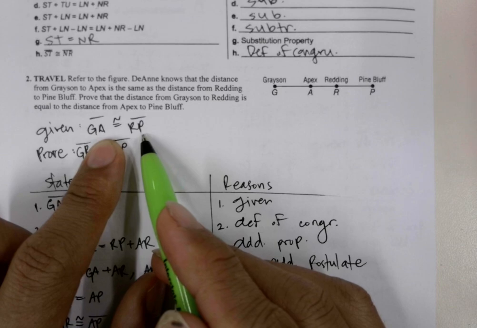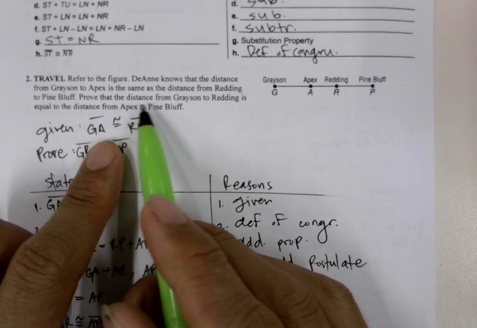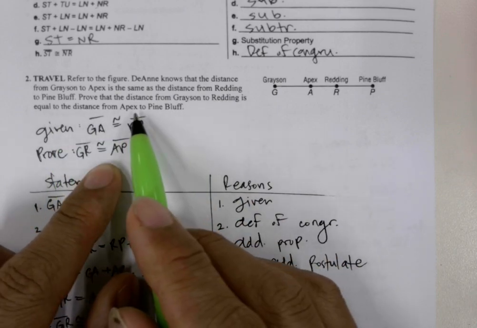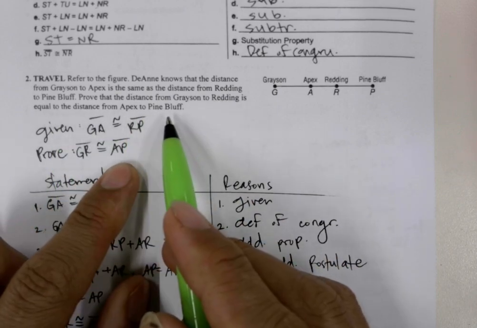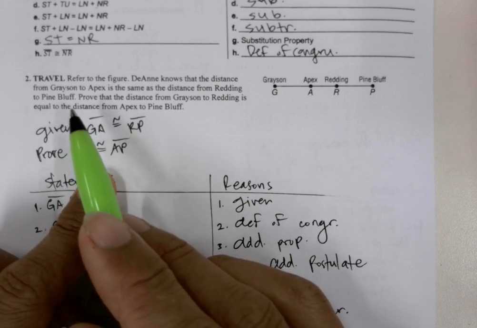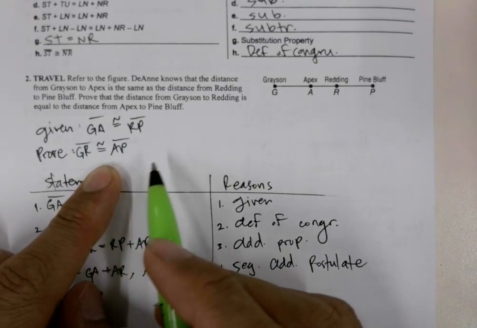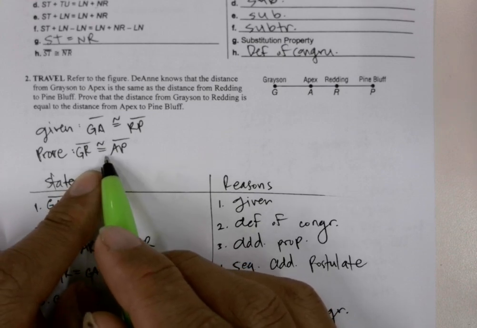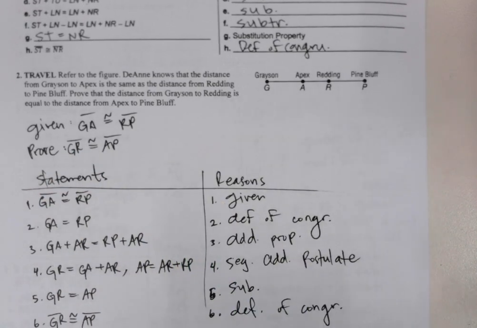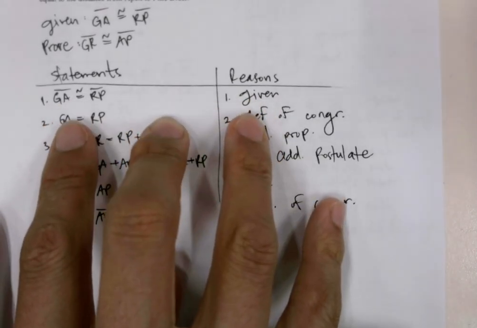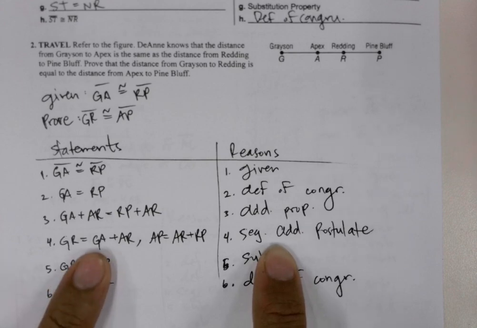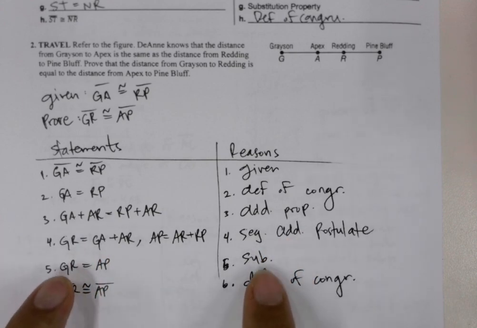measure of RP. Okay. And we're supposed to prove that the distance from GR is equal to the distance AP. And again, they're talking about distances in the paragraph, so this here should have been an equal sign as well, right, involving line segments, but it's okay. So anyhow, we start with a given, convert to congruence, and what are we doing here? Using the segment addition postulate to come up with an equation in which we can substitute, and then we get to our proof.